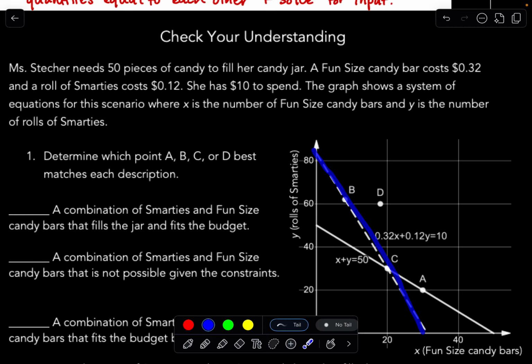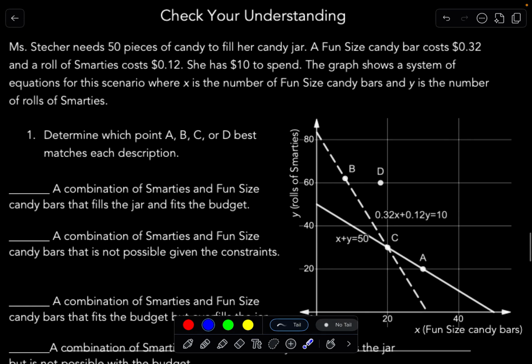You would have graphed this probably by looking for the intercepts, letting y equal 0 and solving for x, which would give you the x-intercept, and then letting x equal 0 and solving for y, which would give you the y-intercept. And the other equation, x plus y equals 50, is just the constraint that says you need to buy 50 pieces of candy.